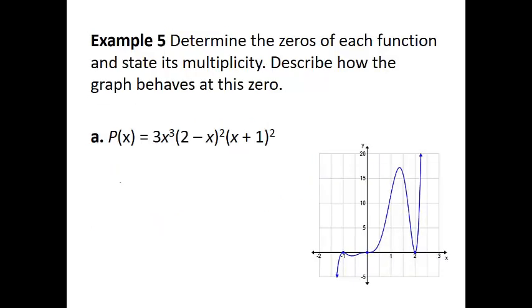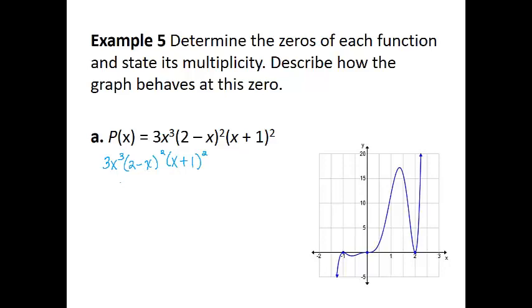In this example, we want to determine the zeros of each function and state its multiplicity. Describe how the graph behaves at this zero. So if we look at this, it's already in factored form, so we don't want to undo that factorization, right? We had to sometimes do some multiplication to figure out the degree and the leading coefficient. But when we're trying to find the zeros, we want it in factored form because we have to set that function equal to 0.